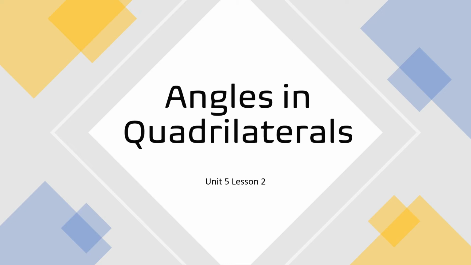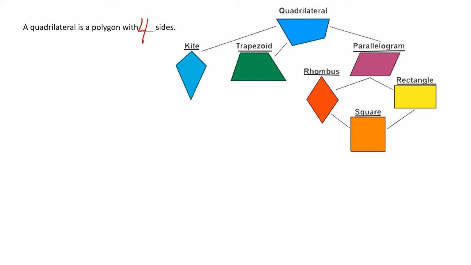Today we are moving on from triangles to quadrilaterals. A quadrilateral is a polygon with how many sides? Well, it's got the word quad in it, so it's got to be 4 sides. Here's just a quick sketch of the different kinds of quadrilaterals. A quadrilateral just means a 4-sided figure.